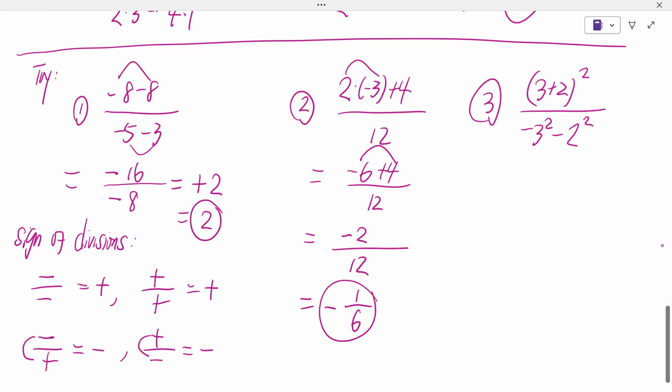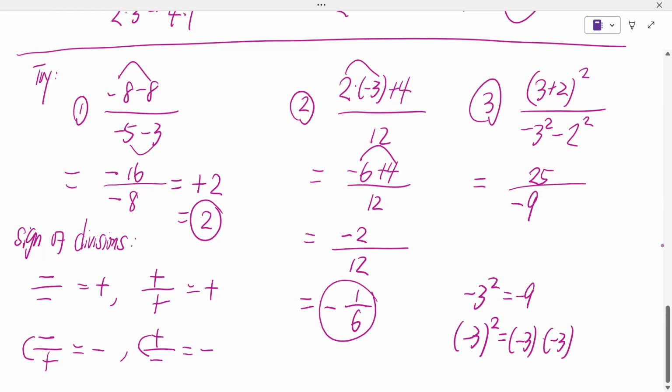The third one, 3 plus 2, that's 5. 5 squared is 25, right? So 5 squared, 25. On the bottom, you get minus 3 squared is 9. And this is different from minus 3 squared in parentheses. Minus 3 squared is negative 9, right? But with parentheses, that's negative 3 times negative 3. So 2 negatives turn into positive. 3 times 3 is 9. So now you get positive 9.